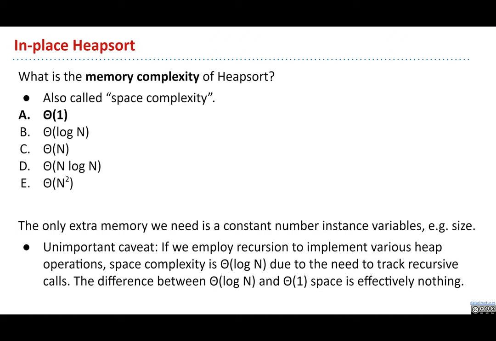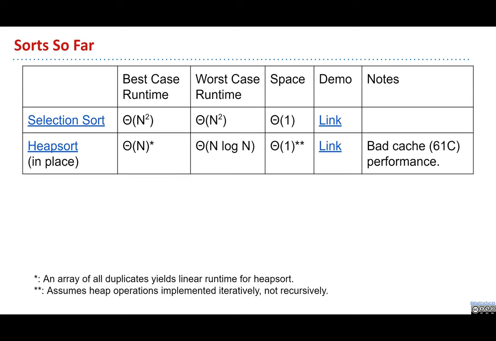Now, a pedantic point for those of you who are a little more 61C-ish: if you implement the sink operation recursively, then there's a call stack, which will be logarithmically deep. So you could argue it's actually log n space. I'm going to say constant. For the rest of us, it's just a pedantic point I don't care about. So I'm going to call it constant, with the assumption that the heap operations sink and swim are implemented iteratively, not recursively. But honestly, it doesn't really matter. Log space versus constant space is a totally trivial problem.